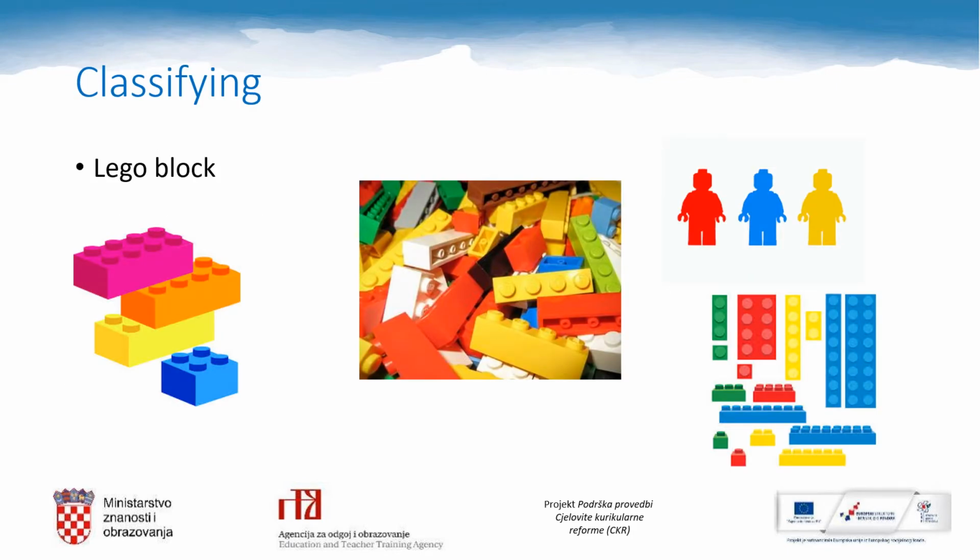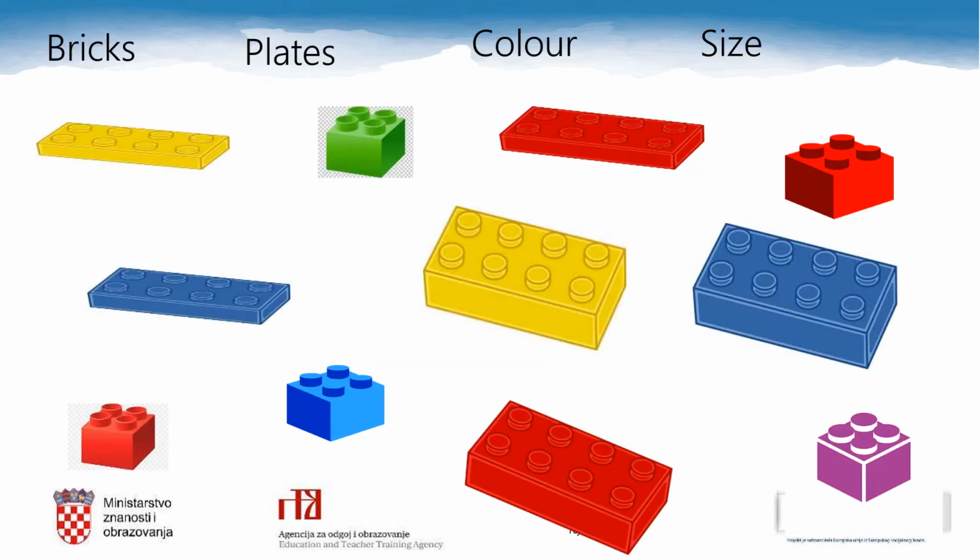Another thing a scientist does is classifying. You remember, what is classifying? It means putting things or objects or words into groups according to a certain category. So let's see, how can we classify Lego blocks? In this example, we will classify them in the groups bricks, plates, color, and size.